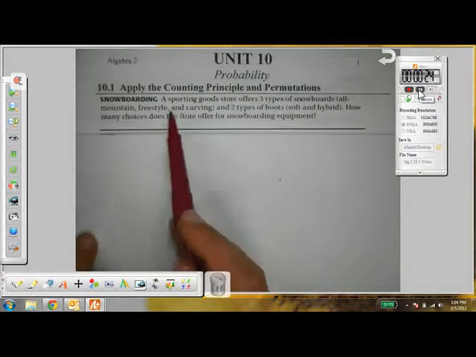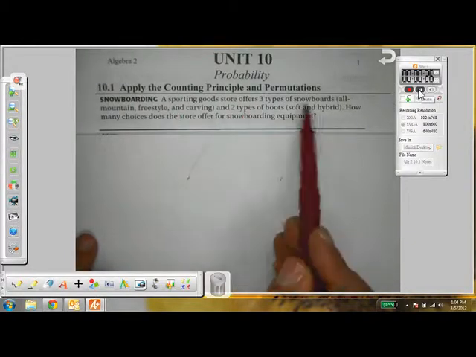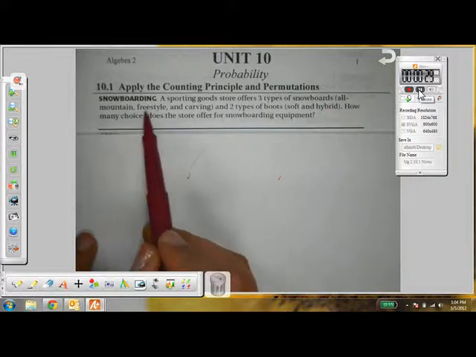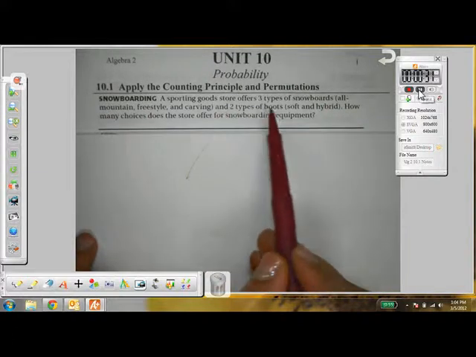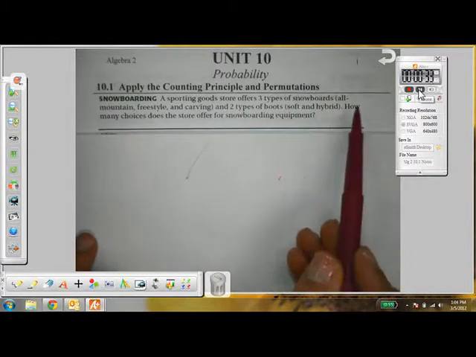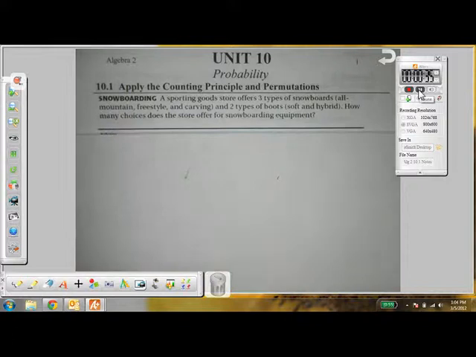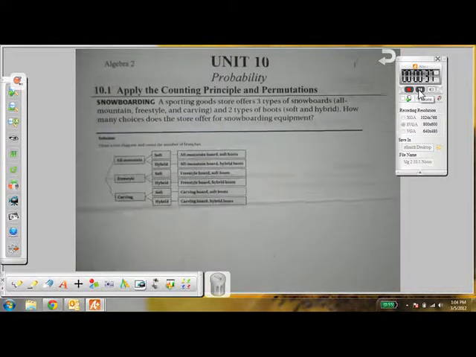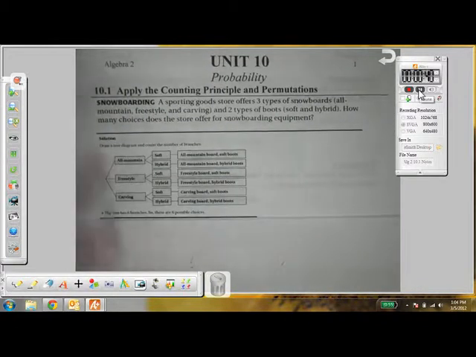A sporting goods store offers 3 types of snowboards. There's all mountain, freestyle, and carving. And there's 2 types of boots, soft and hybrid. How many choices does the store offer for snowboarding equipment? So I already gave you the solution, but let's look at it.